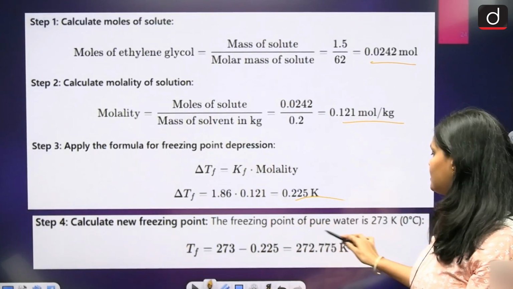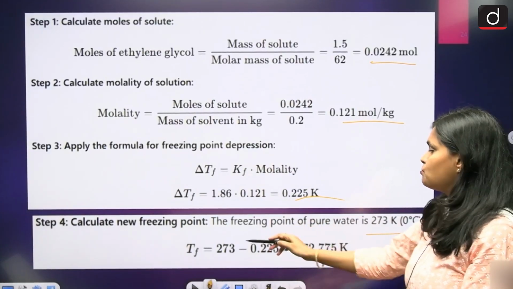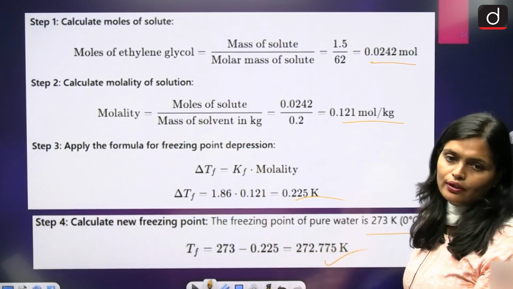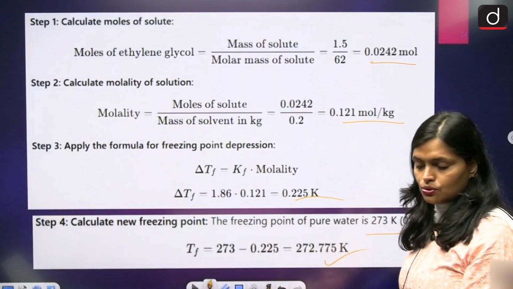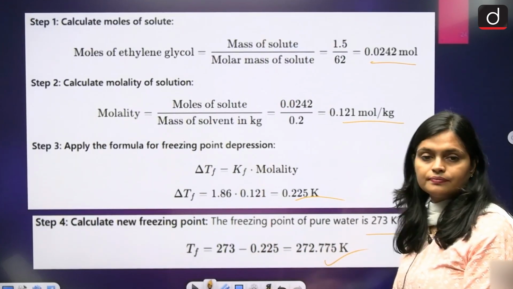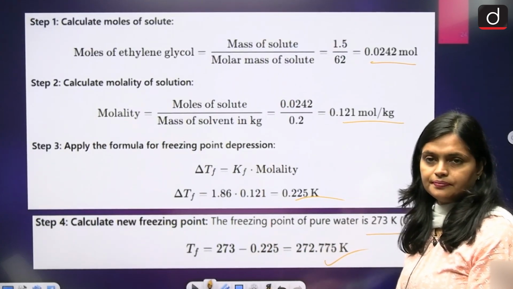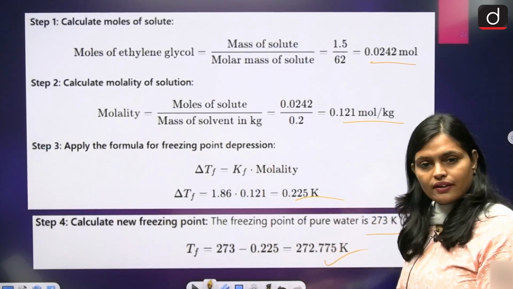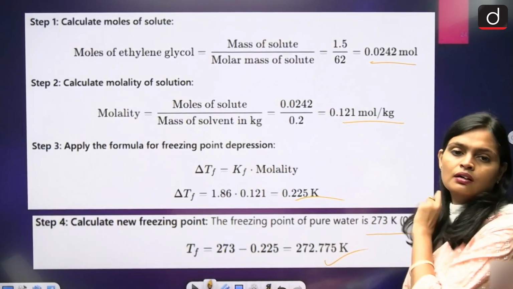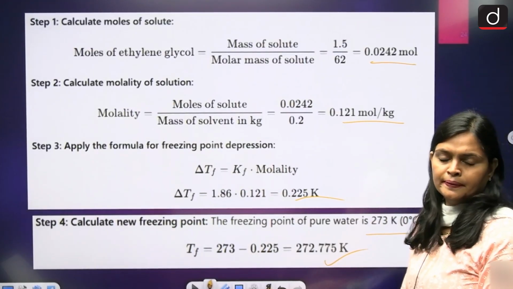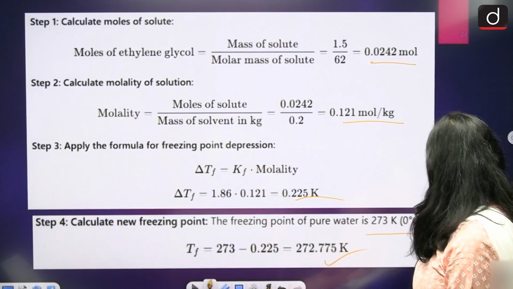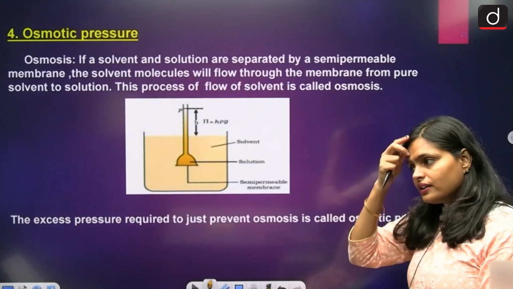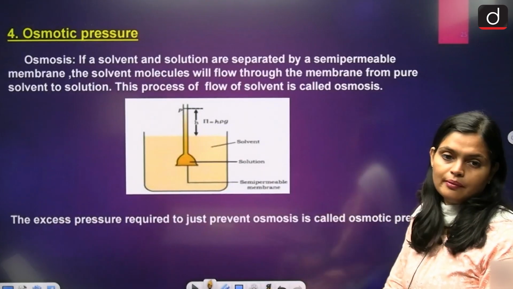Now the freezing point of pure water is 273 K. You will get the new freezing point of the solution. Okay, so note it down. It is also based on the same formula. Right? Now next we have osmotic pressure.